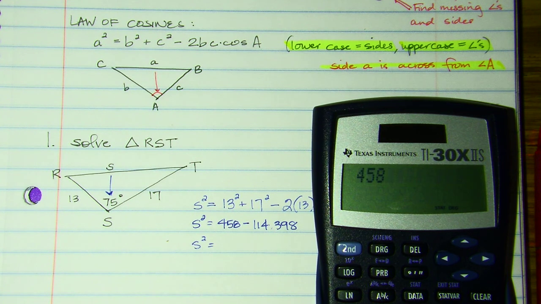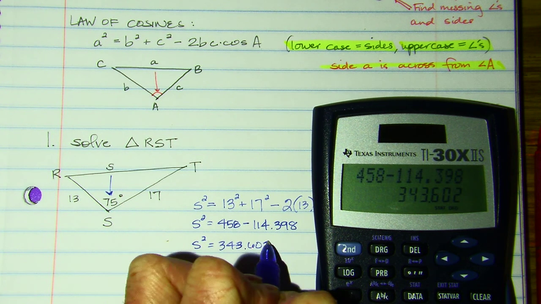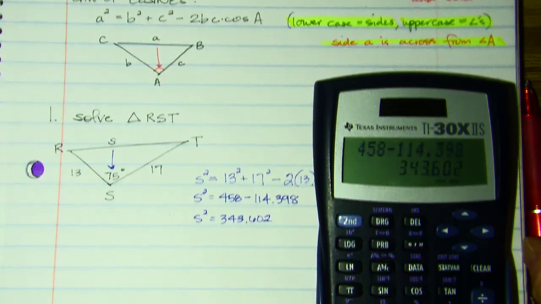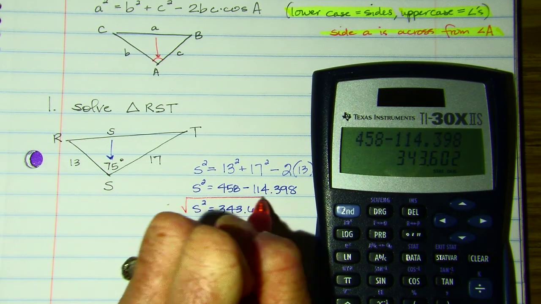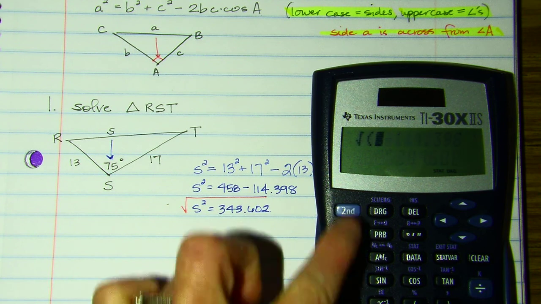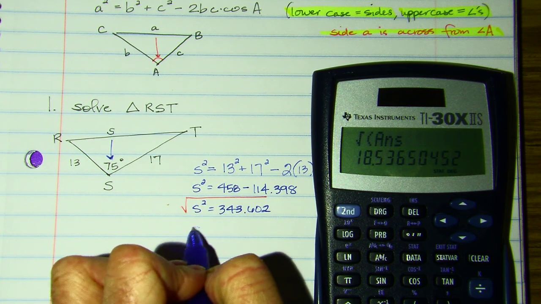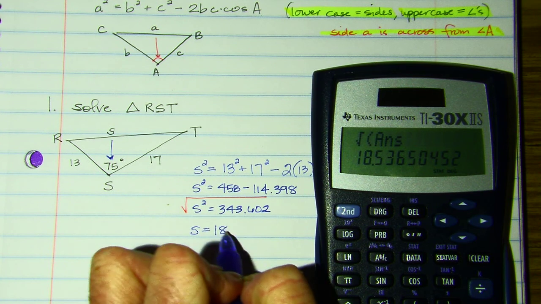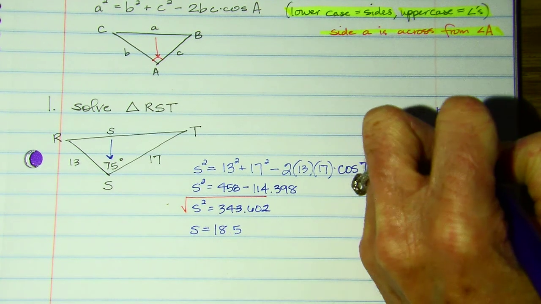So I'm going to simplify that side. 458 minus 114.398, and I get 343.602. And then to solve, I would take the square root. So I'm going to take the square root of the answer I just got, and I have that side s is 18.5. So I'm going to put that here.